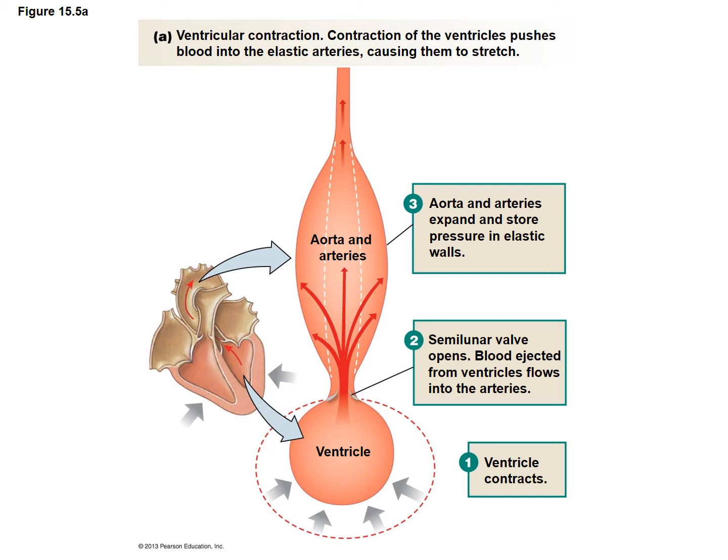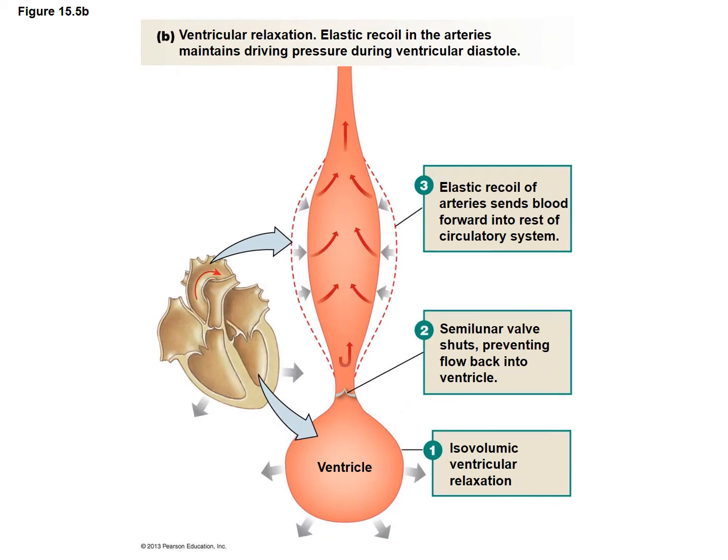The aorta and the arteries will expand and stretch while blood and pressure force its way out, and this stretching causes storage of elastic energy. This is like pulling the bowstring back on a bow. You're storing elastic energy in this elastic cord, and then when you release it, it fires, releasing that elastic energy.